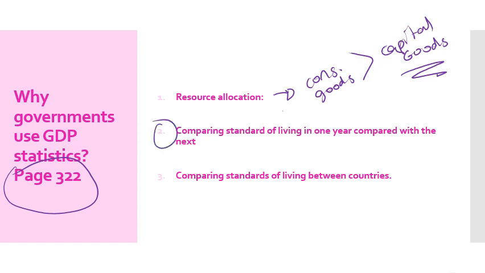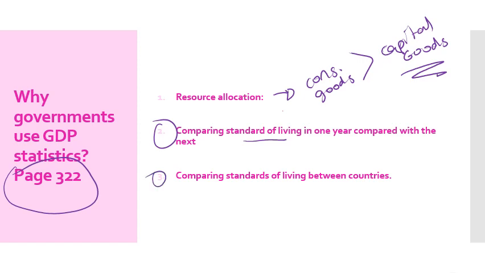Two, the second reason why governments use GDP statistics is that they compare the standard of living in one year with the next year. If the amount of goods and services produced in an economy has increased over time, we might assume many people are better off. And if the amount of goods and services produced in an economy has decreased over time, what does this tell you about the standard of living of people? That it is becoming lower.